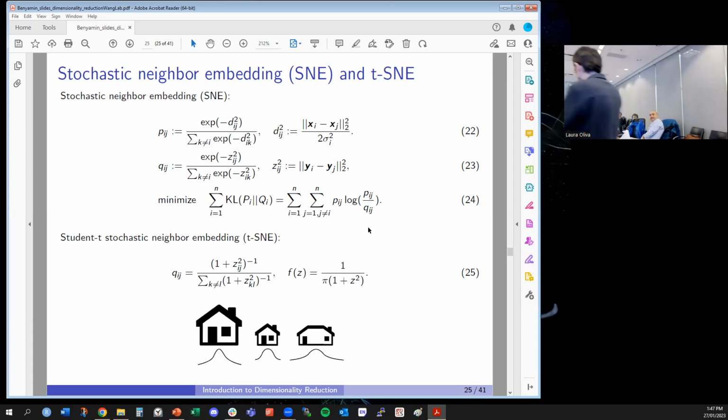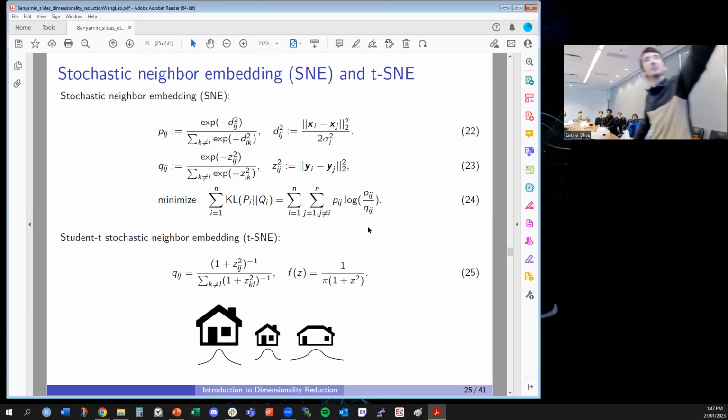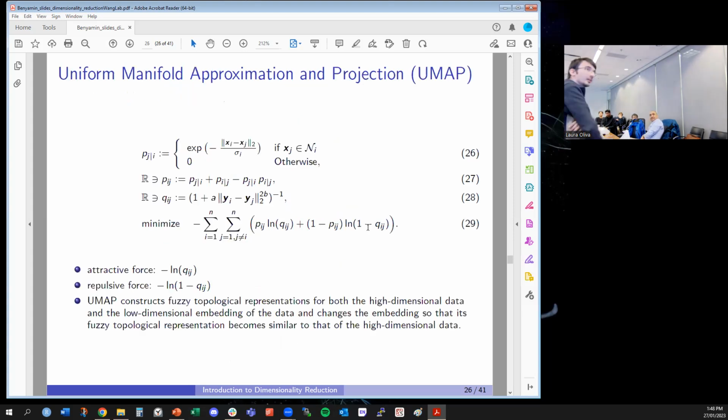However, t-SNE says, okay, let's enlarge the room. In the embedded space, I use a Student t distribution, rather than a Gaussian distribution, where it has heavier tails. It goes to 0 later. So this is the idea of t-SNE. It improved SNE by this simple idea proposed by Hinton et al. and van der Maaten.